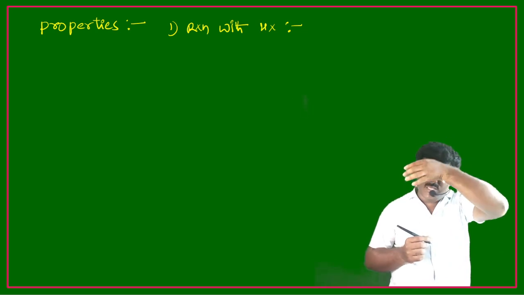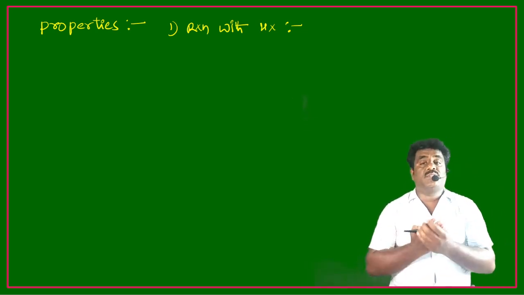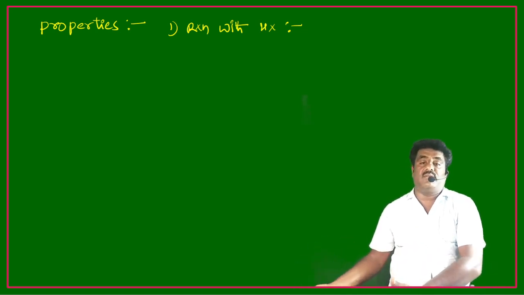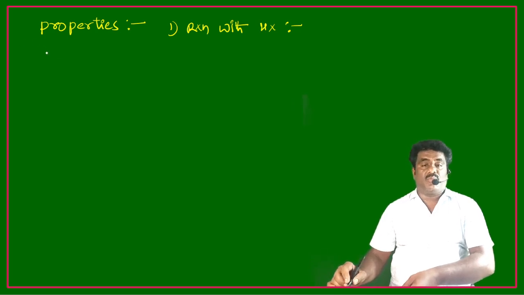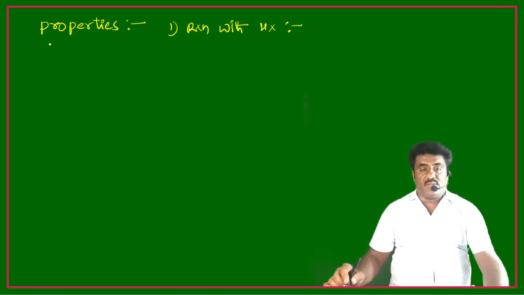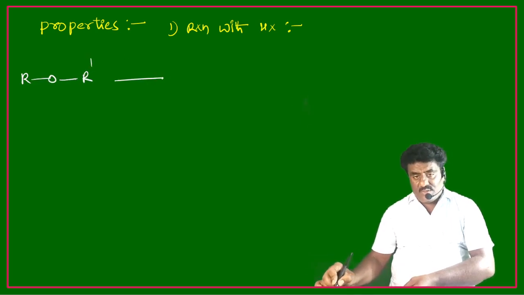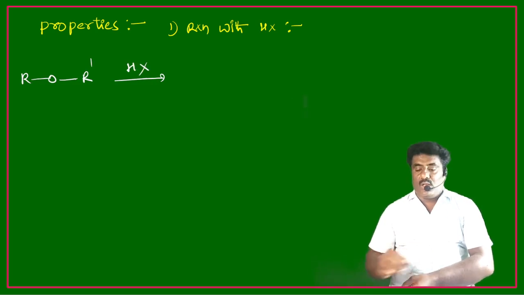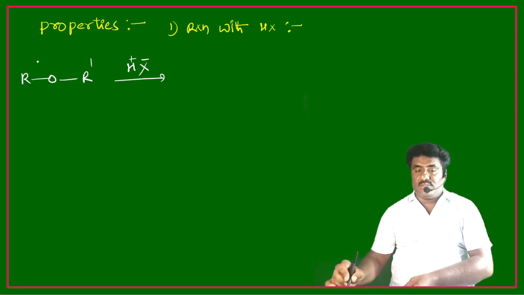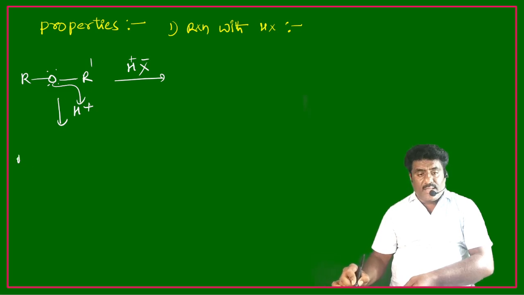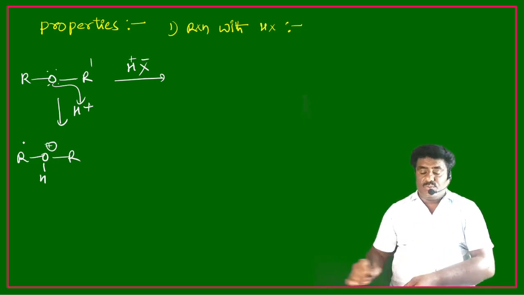Have a look at the next properties of ether. The first property of ether is reaction with hydrogen halide. See, ether ROR in the presence of HX, hydrogen halide, that is H plus and X minus. What happens in the presence of H plus? It attacks the oxygen atom, which gets a positive charge.